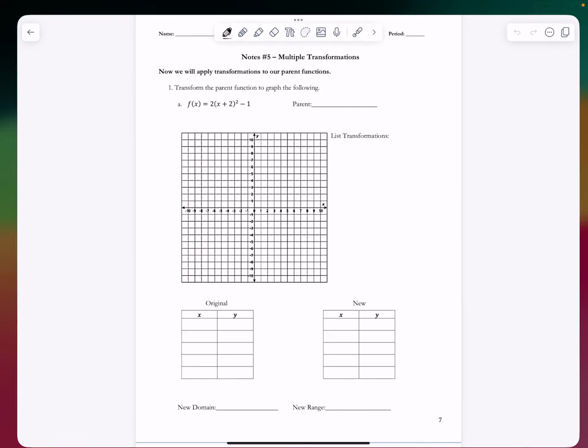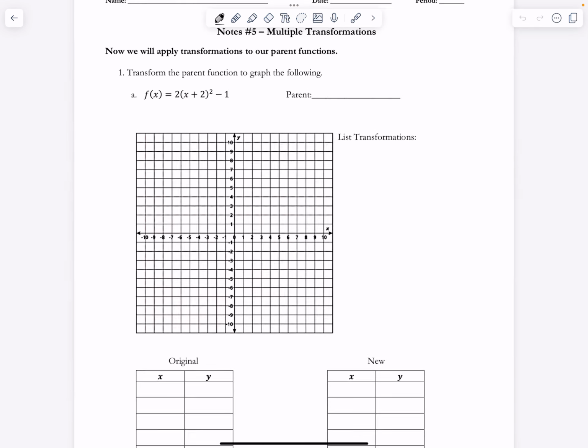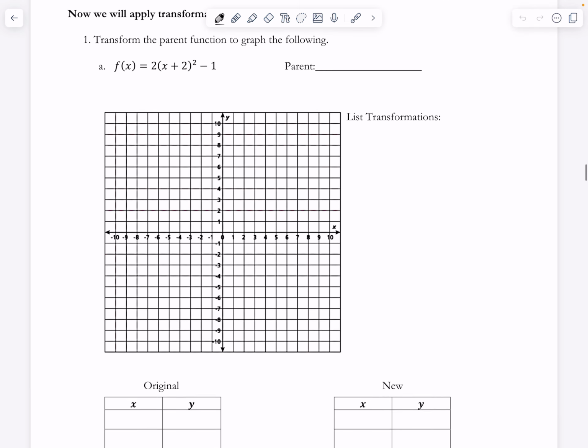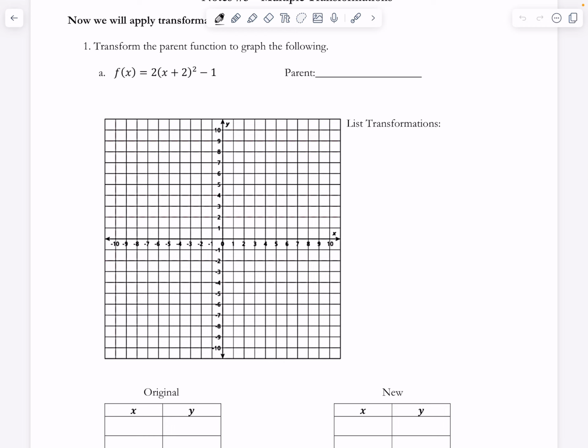All right, guys, I'm going to go ahead and go through the notes on multiple transformations happening on these functions. We're going to do 5 different ones. The first one is the quadratic function. The idea is the parent function is quadratic, so I'm going to write x squared as the original one.